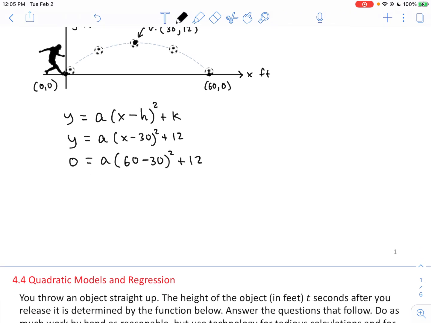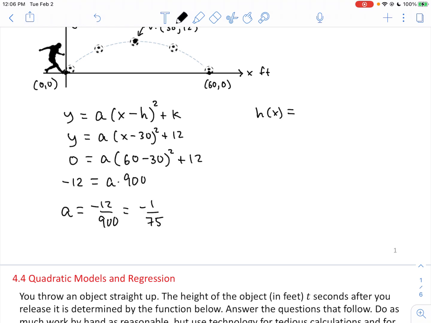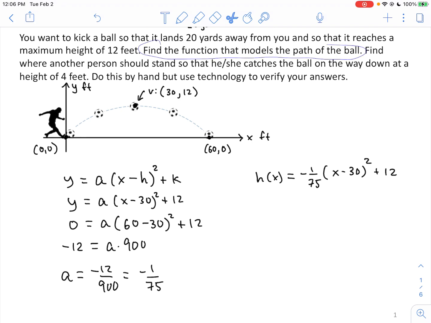So I'm going to subtract the 12 over. 60 minus 30 is 30, and 30 squared is 900. And divide both sides by 900 to get a, so negative 12 over 900, and that simplifies to negative 1 over 75. So our function, h of x, is equal to negative 1 over 75 times (x minus 30) squared, and then plus 12. So we've done our first set of instructions right there. We found the function that models the path of the ball.